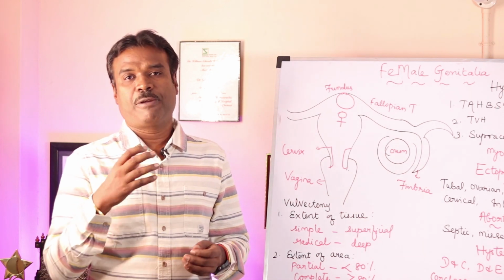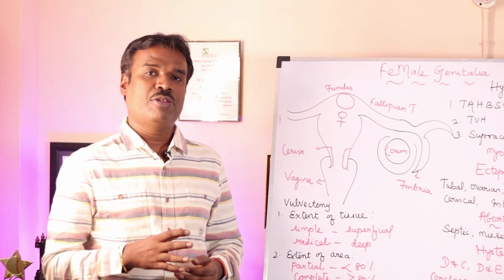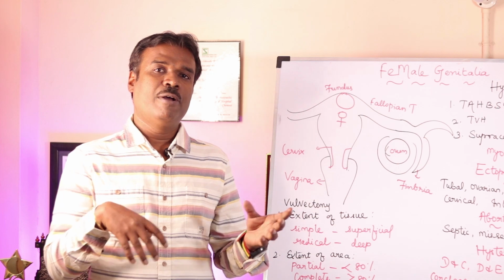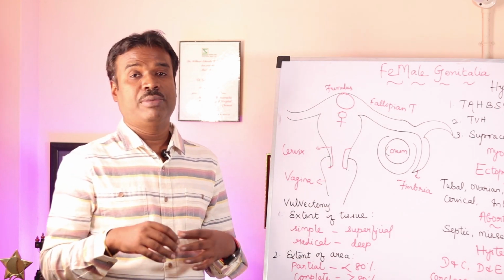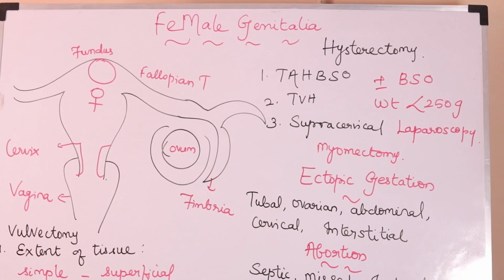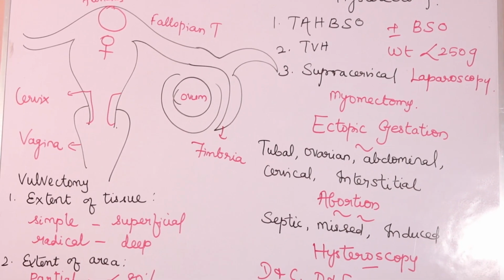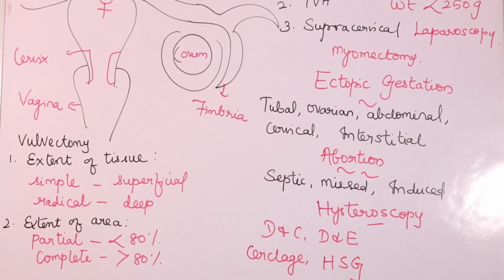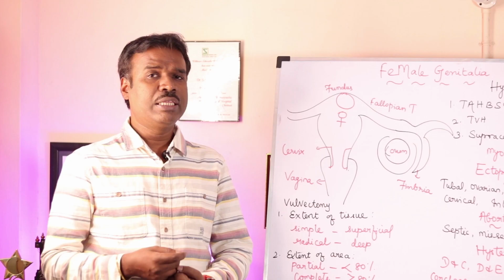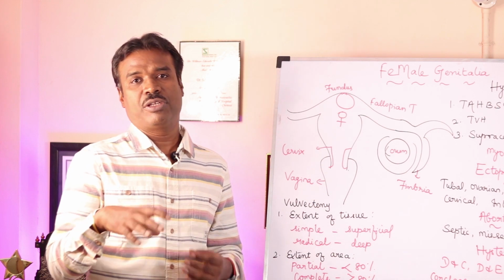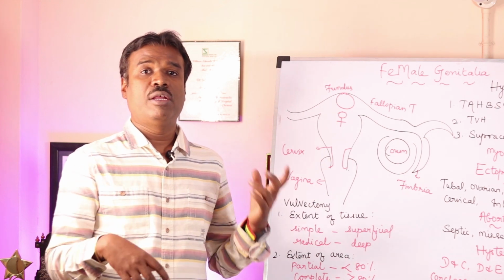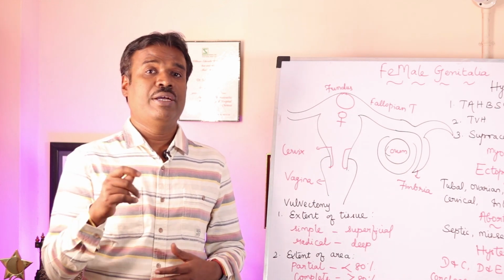There are conditions like prolapse of the uterus or adenomyosis where the entire endometrial layer gets hypertrophied, or there is something called endometriosis, a painful condition where chocolate cysts form. At that time, the patient might have excessive bleeding or menorrhagia, and the physician advises them to go for removal of the uterus, which is called hysterectomy.